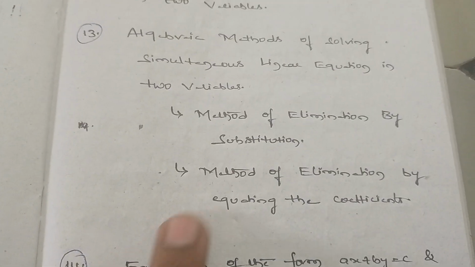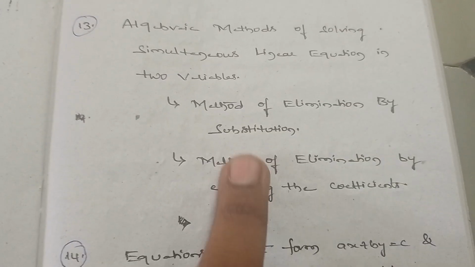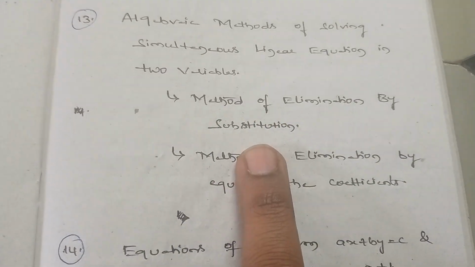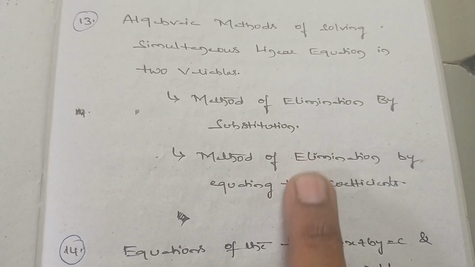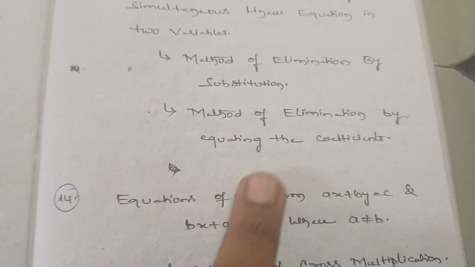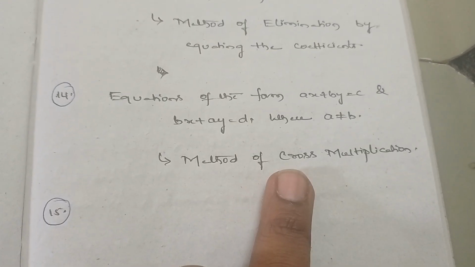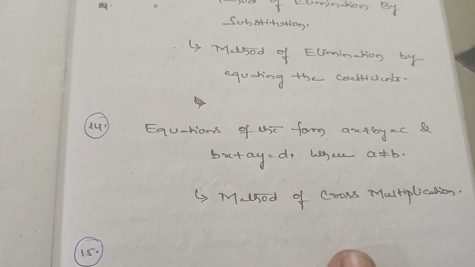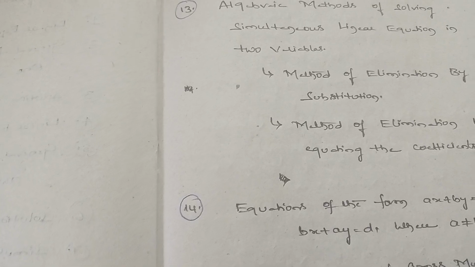It is of three types, guys. Method of elimination by substitution: the method of elimination, the method of substitution, that is equating coefficients, and the third one is cross multiplication. Okay, so we'll discuss all these points in detail.